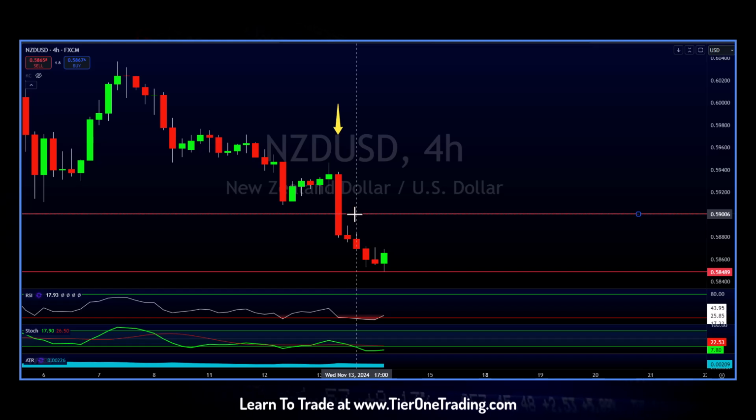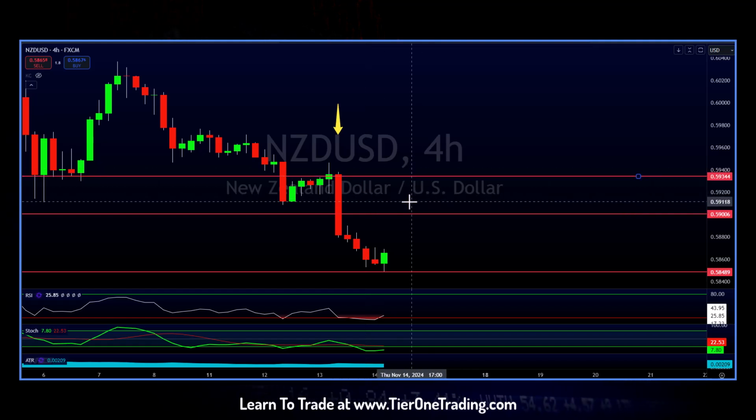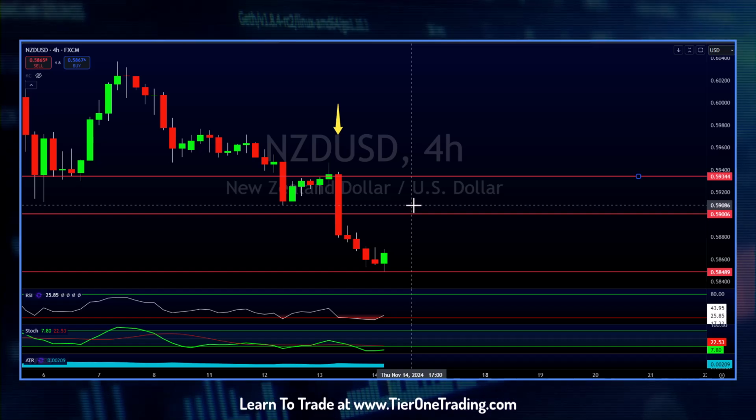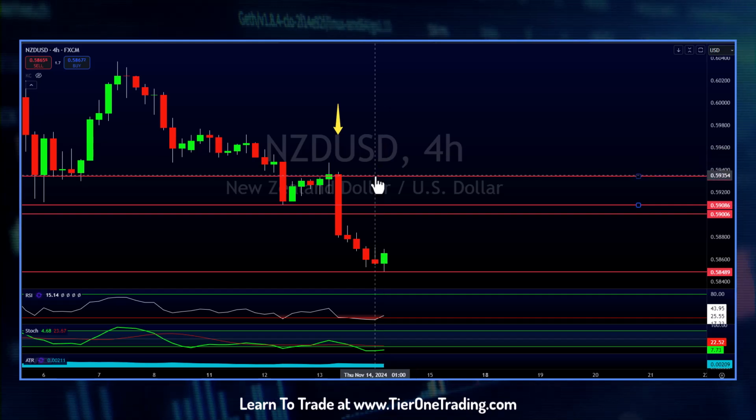59. Paul raises that 59 even. Says 59.35. I see that 59 even, 59.35, right? Really small ATR on the New Zealand dollar, so keep that in mind. No, Lynn says 59.09. Ooh, look at that. 59.09, right? I like all those levels. So here's how I started off.